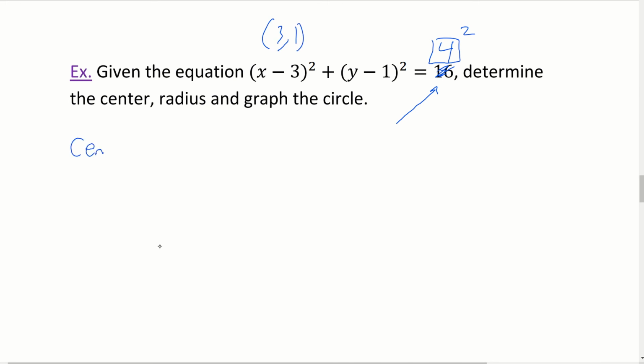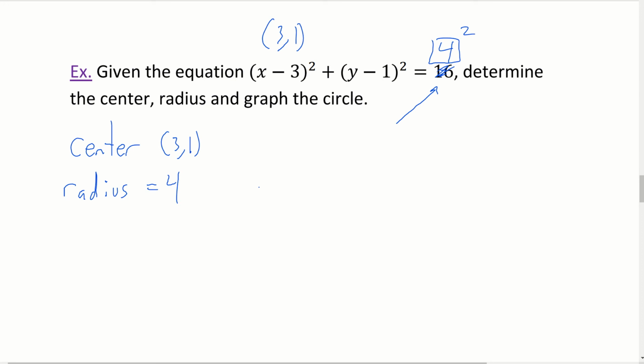So the center of the circle is 3, 1. The radius is the number that's being squared on that right hand side. So the radius is equal to 4. And they also ask us to graph the circle.